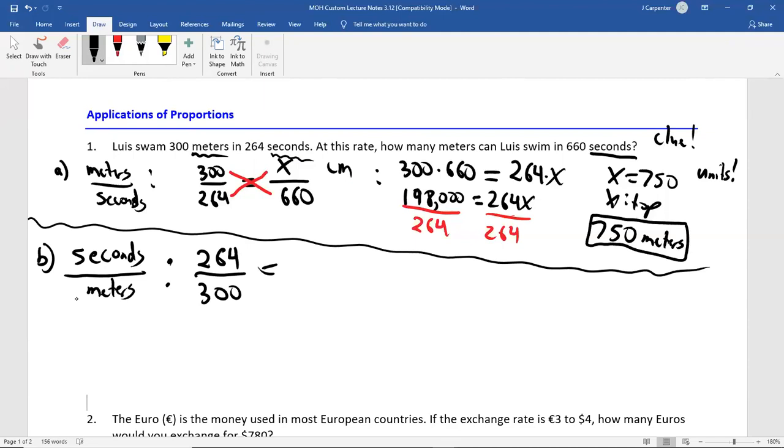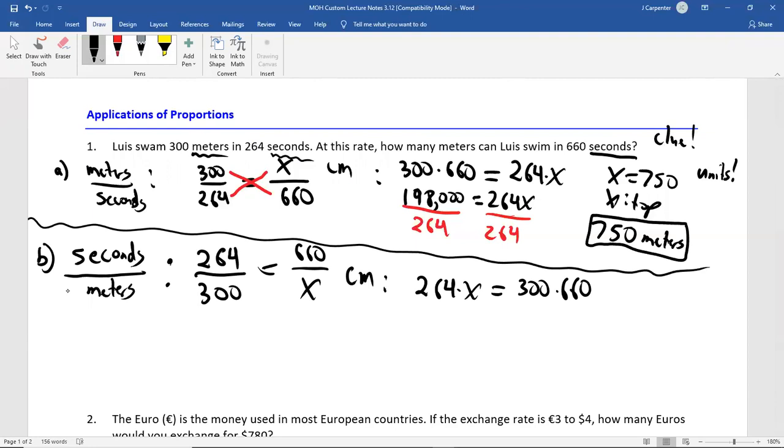Equals, how many meters can Lewis swim in 660 seconds? Since that's seconds, we said all seconds go in the top. So the 660 goes in the top, x in the bottom. We're going to cross multiply. We'll take the 264 times the x, the 300 times the 660, literally the exact same thing, except the left side is now the right side.